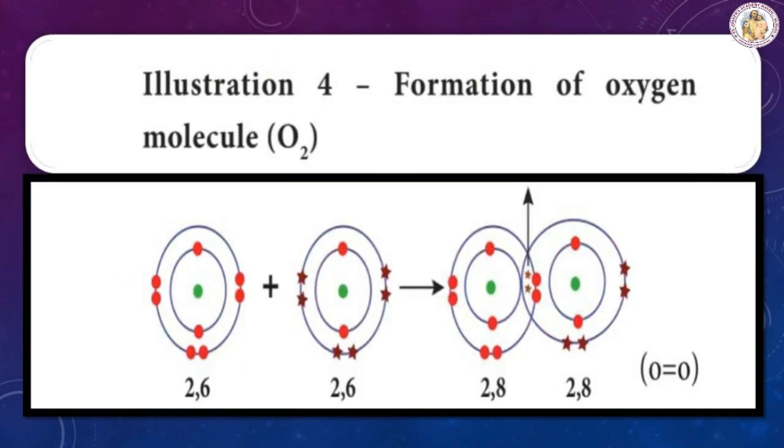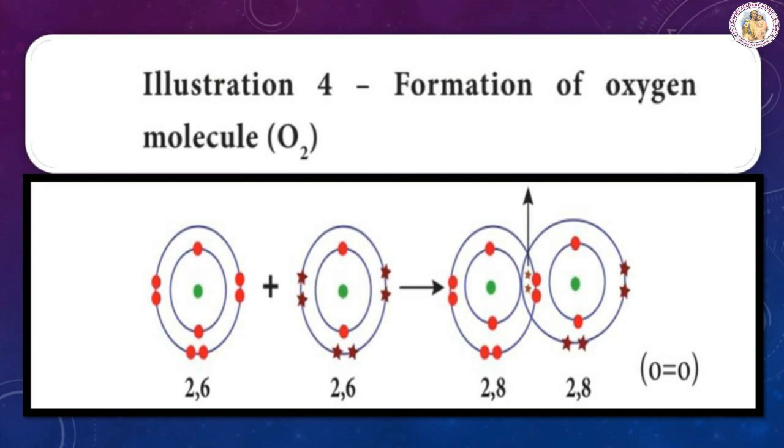Next illustration is the formation of the oxygen molecule, that is O2. Oxygen molecule is formed by two oxygen atoms. Each oxygen atom has 6 valency electrons, that is, in the outermost shell, how many electrons? 6 valency electrons. These two atoms achieve a stable electronic configuration by sharing two pairs of electrons. Hence, a double bond is formed between the two atoms.